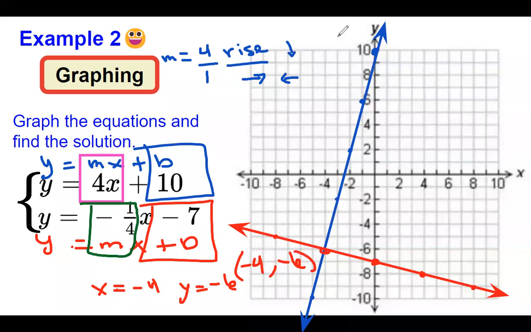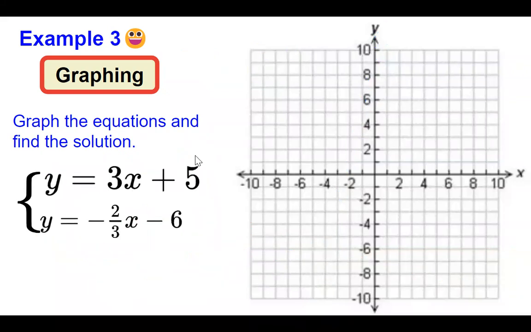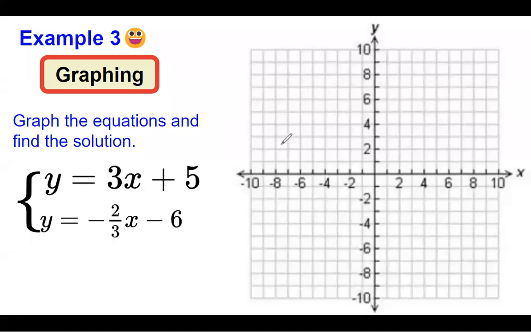Okay, one more, guys. One more. And then I'll give you guys your beautiful homework. Okay, go ahead and try this one. Y equals 3x plus 5 and y equals negative 2 over 3x minus 6. You guys got this. All right, Marie, so help me out. How do I graph the first one?